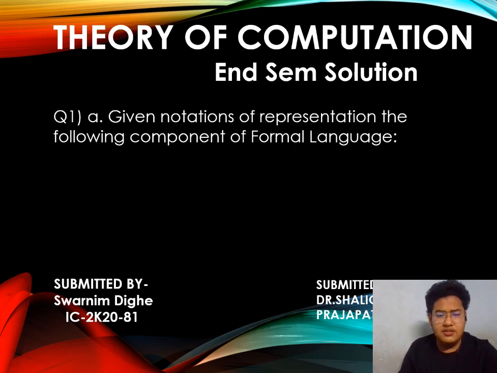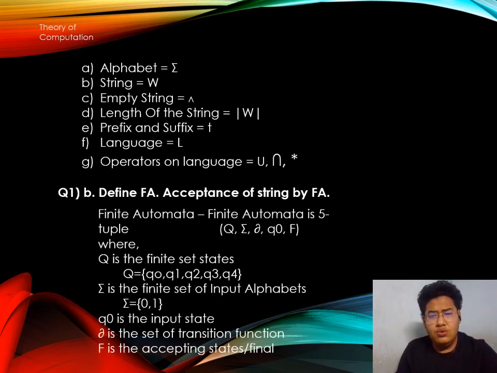So let's see it. As we can see on the screen, the alphabet is denoted by the symbol sigma, a string is denoted by W, the empty string as you can see on the screen, and all the notations which you can see on the screen are the components of formal languages. So that's the first part of our first question. Let's move to the second one.